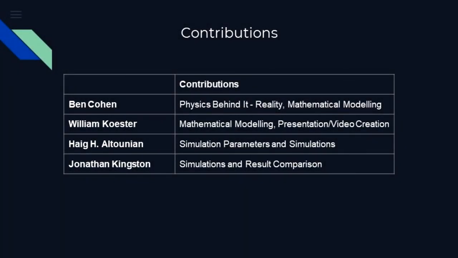All team members explored the simulation software on NanoHub to ensure tool comprehension. Ben and Will focused on research, writing, and creating slides for the reality and mathematical modeling, as well as video creation. Haig focused on the simulation parameters and running the simulation for the presentation. Jonathan also worked on generating simulations for the presentation and worked on the results comparison. All team members contributed evenly in this project.